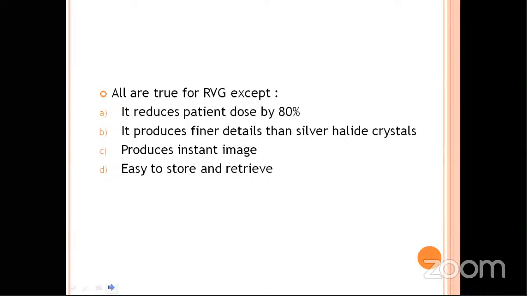So all are true for the radiovisuography, except it reduces patient exposure by 80%. It produces finer details than silver halide, produces instant image, easy to store and retrieve, which is true, except it actually doesn't produce finer details.